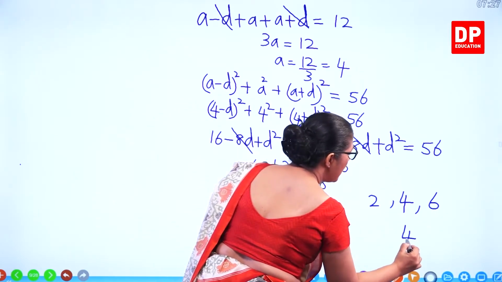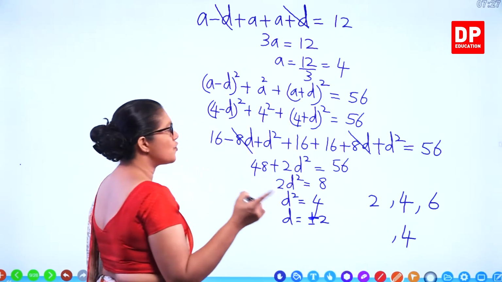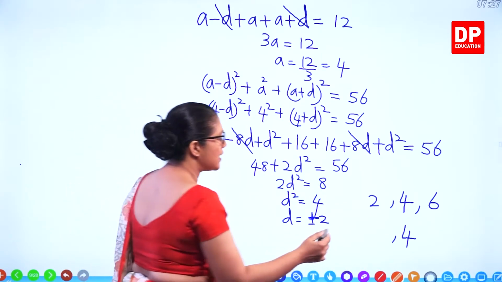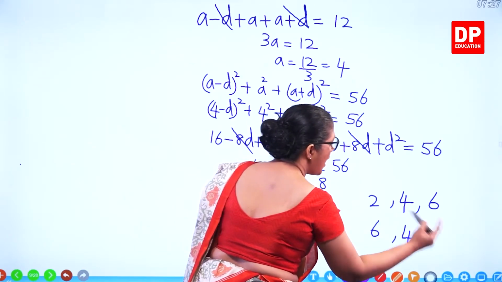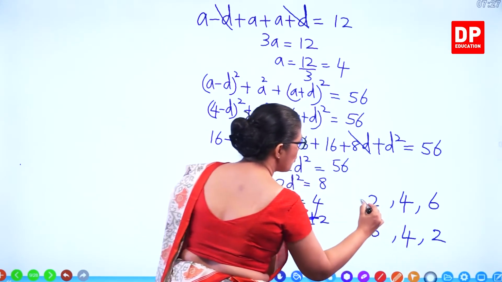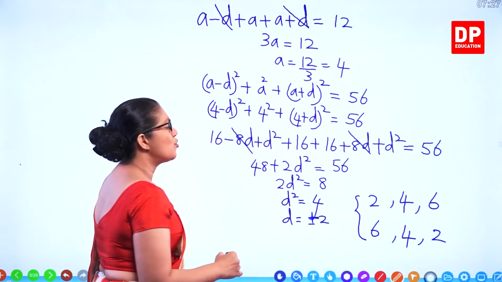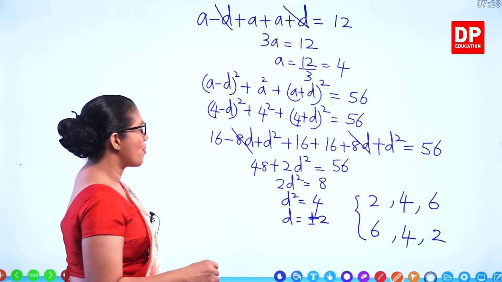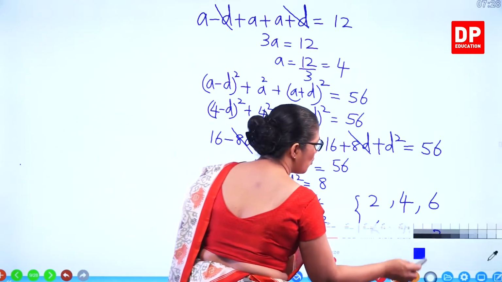What's the other possibility? You can take minus 2. So 4 minus 2, you get 2, and 4 plus 2 gives 6, in reverse order. So these are the 2 possibilities for an arithmetic progression. So you get 2 marks there.